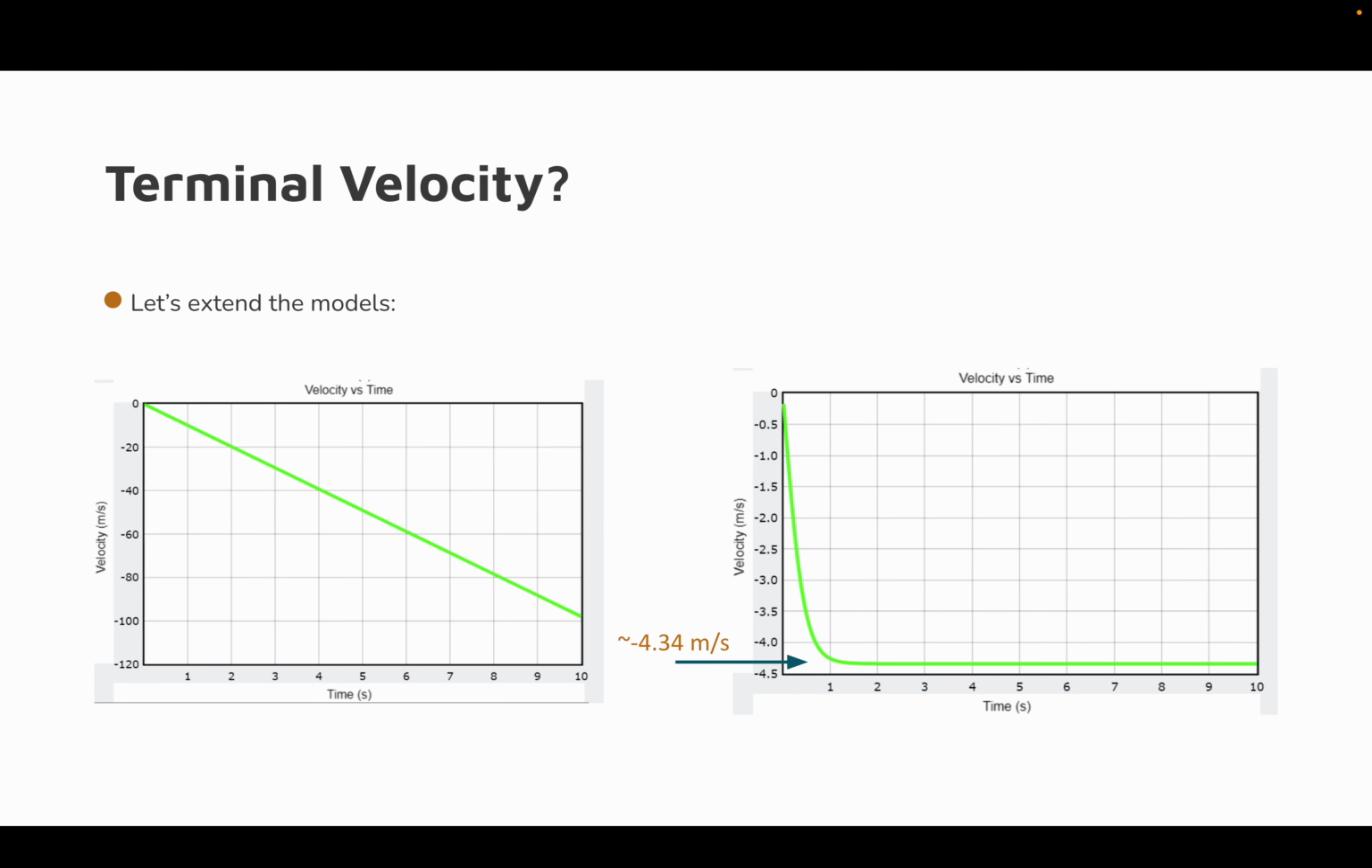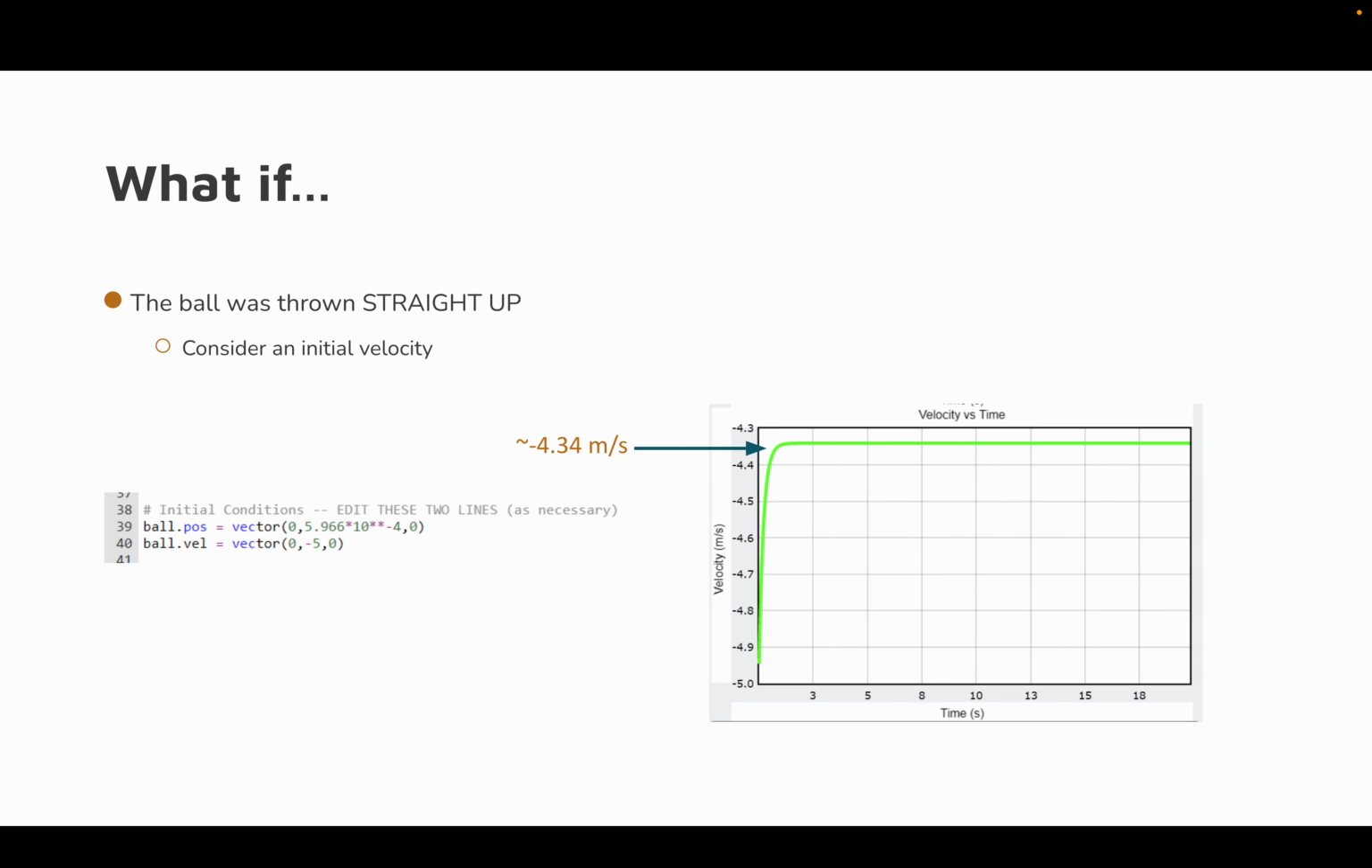If you extend them to find the terminal velocity, this occurs when the drag force equals the weight force, giving you a net force of 0. Looking at the velocity-time graphs, my gravity-only model predicts that velocity will increase forever. However, the drag model finds about 4.34 meters per second, where the curve eventually levels off.